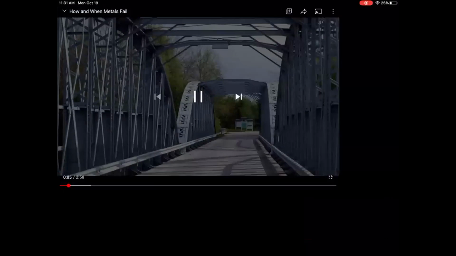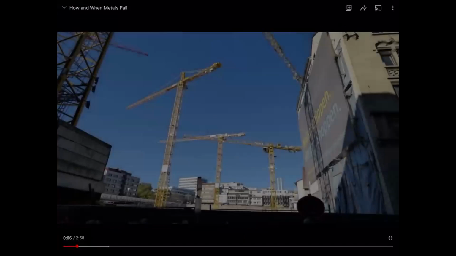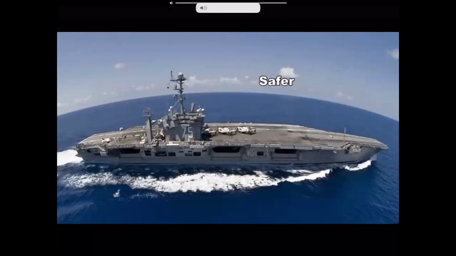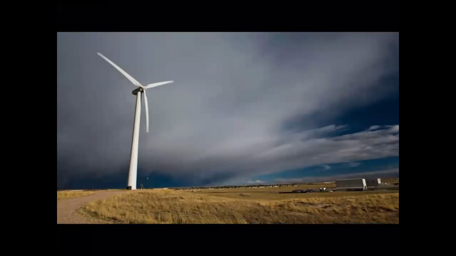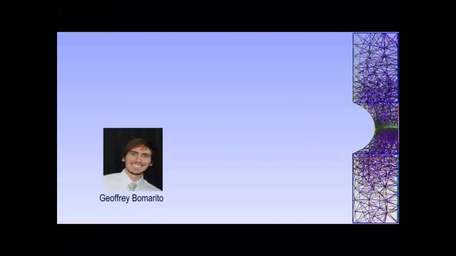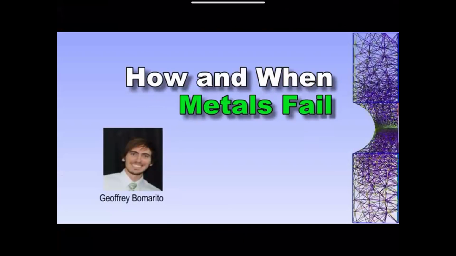They're all around us. If we knew more about the way metals broke, then the structures of the future could be safer, more efficient, and even less expensive. Hi, I'm Jeffrey Bomarito, and I devote my time to finding out how and when metals fail.